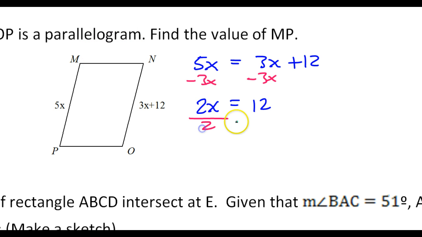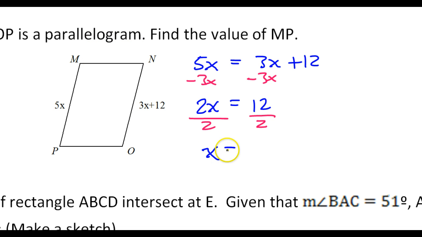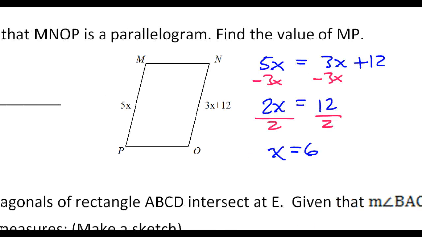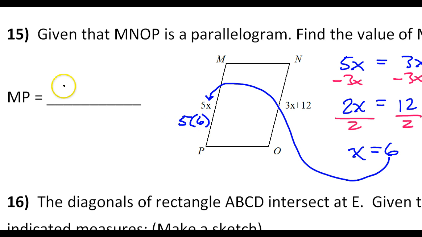And then I'm going to divide by 2 on both sides. So that's going to give me x is equal to 6. Alright, but that's not the final answer. MP is 5x. So if I take this 6 and substitute it in, then what I have is 5 times 6. So that's why MP is going to be 30.